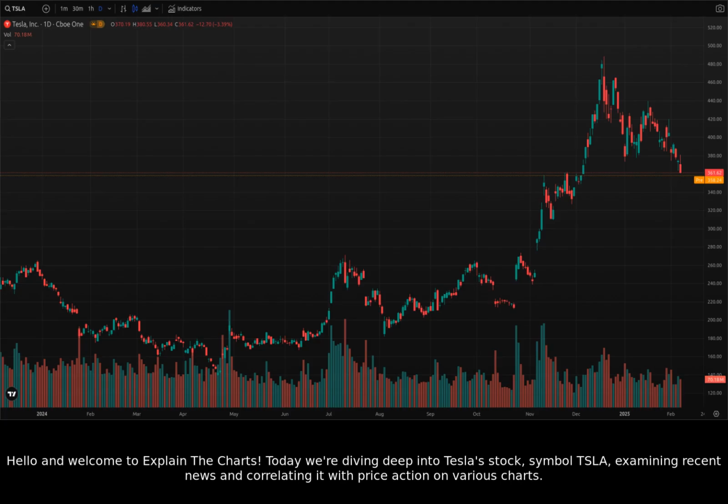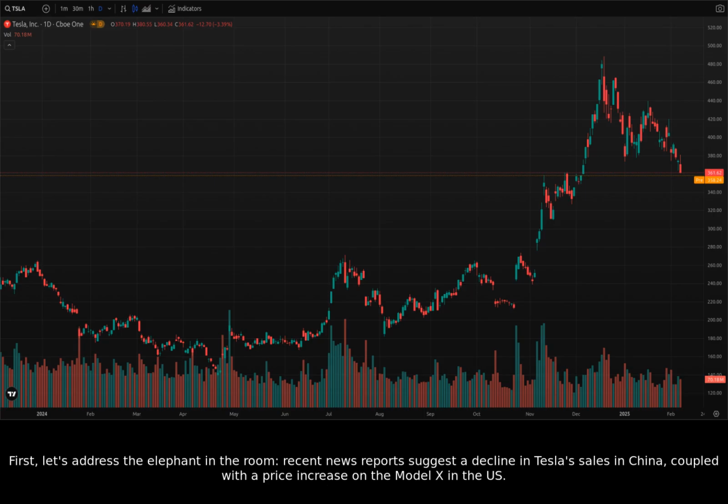Today we're diving deep into Tesla's stock, symbol TSLA, examining recent news and correlating it with price action on various charts. First, let's address the elephant in the room.